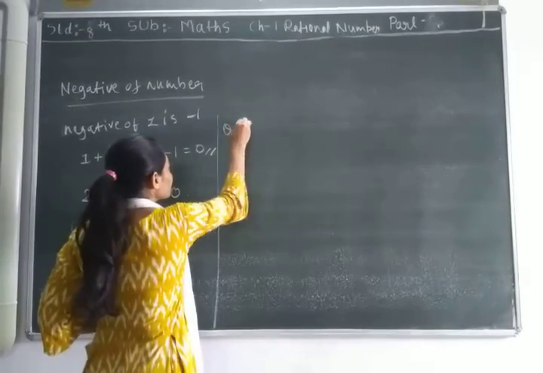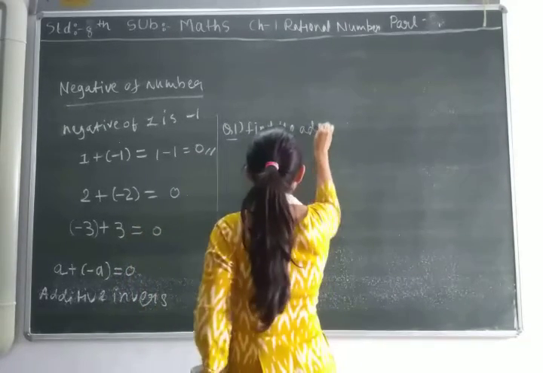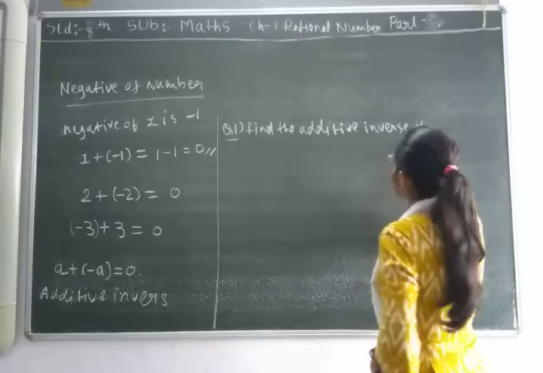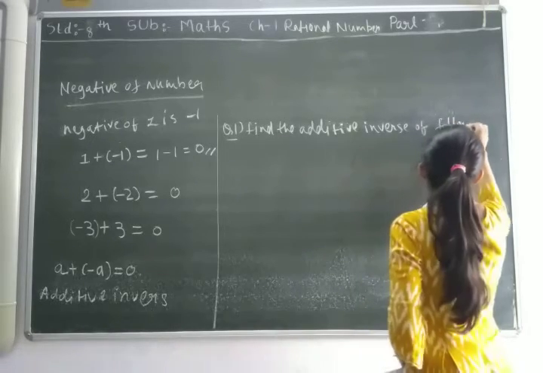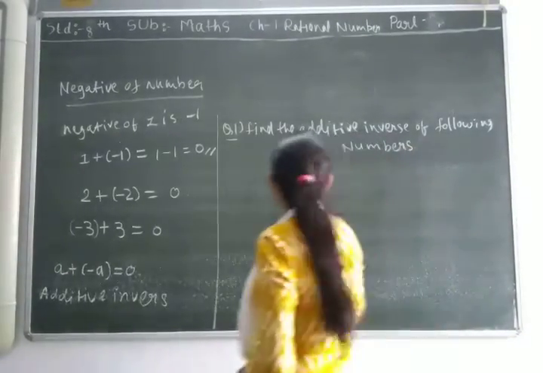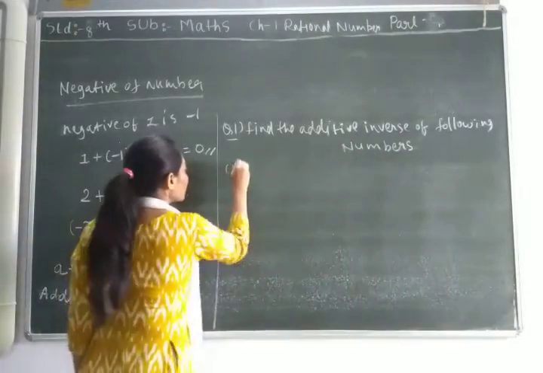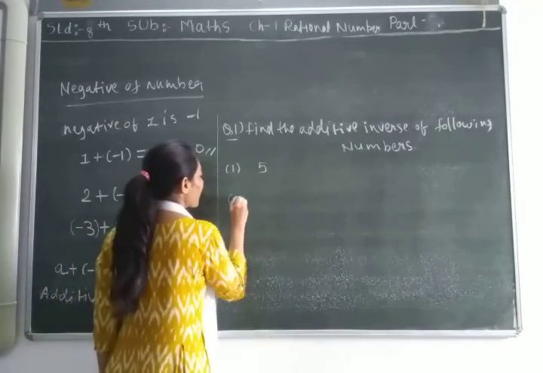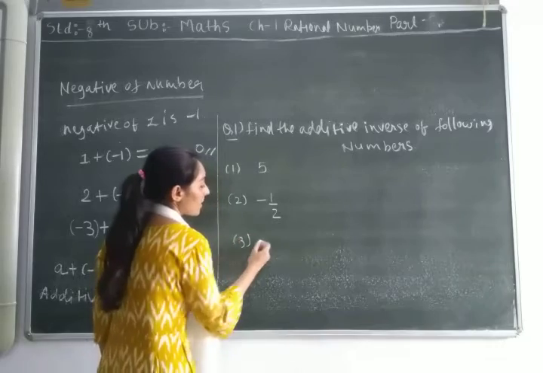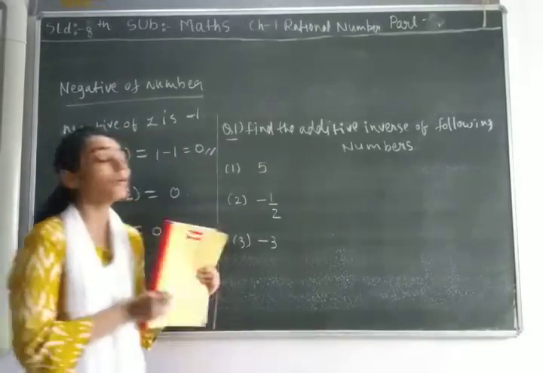For example, now find the additive inverse of the following numbers. Let's take 5, 1/2, and -3. What is the additive inverse of each number?